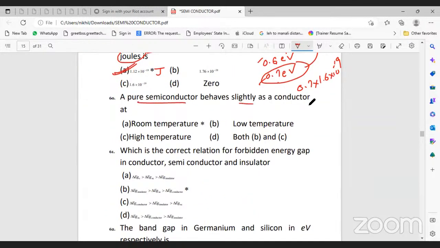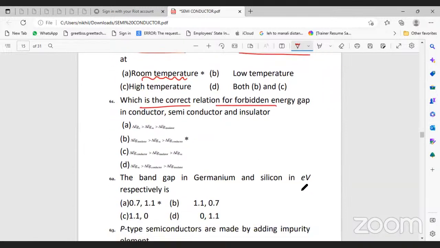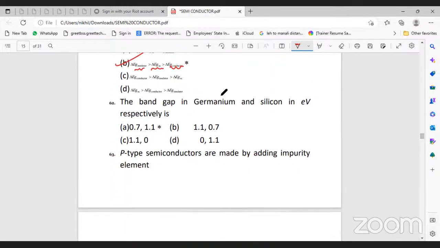A pure semiconductor behaves like a slight conductor at room temperature. Which is the correct relation between the forbidden energy gaps? You know that the forbidden energy gap is more in an insulator compared to a semiconductor, and more than a conductor. So option B. Energy band gap for germanium is 0.7. For silicon, it is 1.1. So option A.